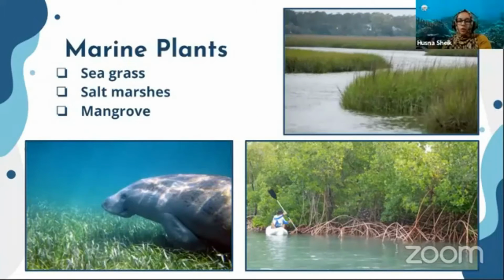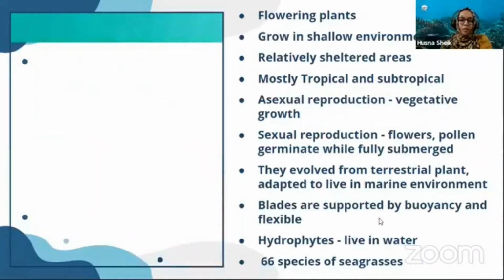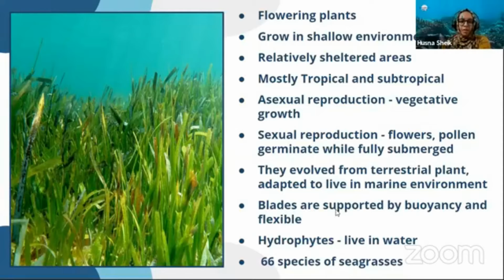When it comes to marine plants, we have three main categories: seagrass, salt marsh plants, and mangrove plants. Today we are going to discuss seagrass. Here you can see a seagrass meadow, here you have salt marsh, and these are mangrove plants. Now, when we focus on seagrass, they are flowering plants.